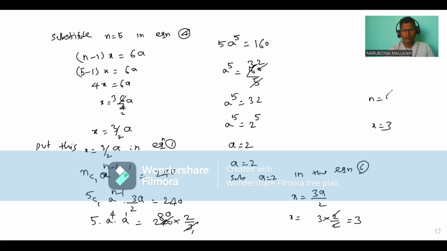Earlier we got n is equal to 5. Right? n is equal to 5. x is equal to 3. And finally, a value is 2. a value is here only.